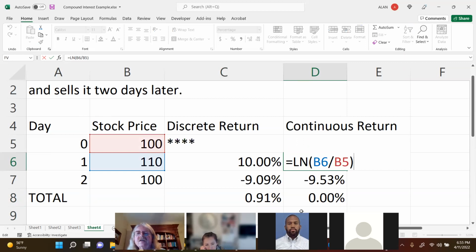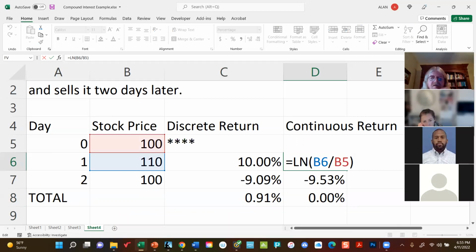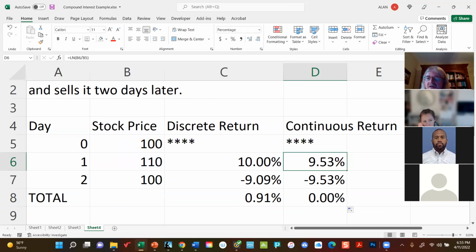So I sell it 2 days later. I know that I broke even, but if I use discrete compounding to measure my returns, it appears that I've made money when I really haven't. So you can see that this is an extreme example, but still you can see you're not going to have this problem with the continuous compounding.